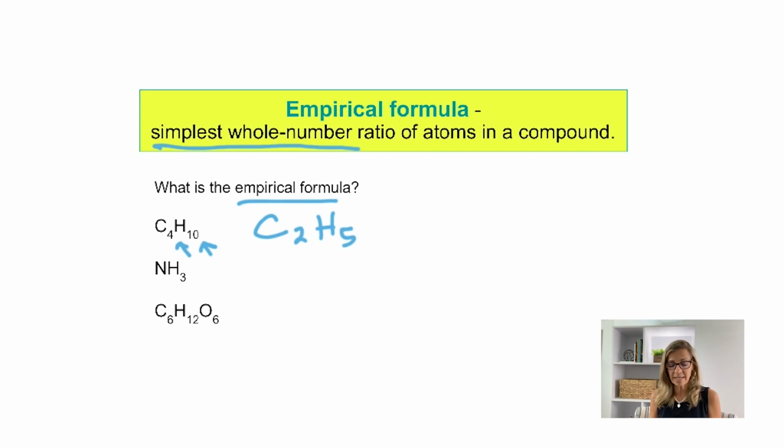Okay, now the next one, NH3. Can we reduce the 1 and the 3 by some factor? We can't. That is the empirical formula, NH3. It's as simple as it gets. 1 nitrogen, 3 hydrogens. The last one, I see a factor of 6 there. Could we reduce that by 6? CH2O1.